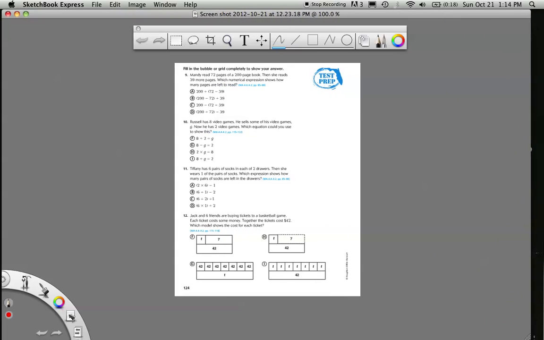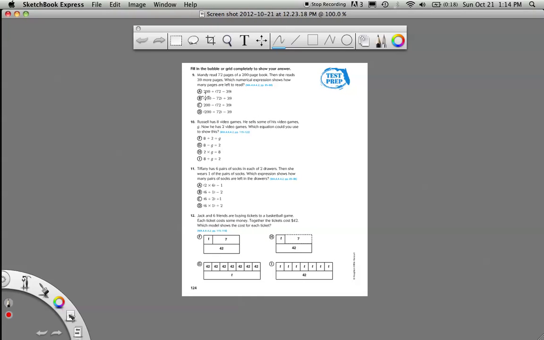And let's look at this question. Now they give us choices, and we have to change these words into the math expression. So, Mandy reads 72 pages of a 200-page book. We'll just say she does that on Monday. Then on Tuesday, she reads 39 more pages out of that same book. Which numerical expression shows how many pages she has left to read?